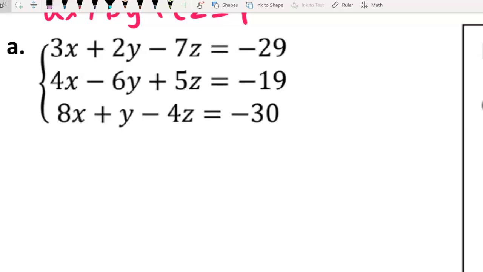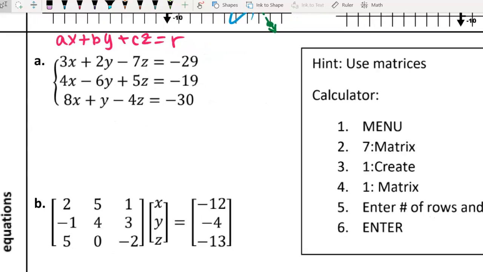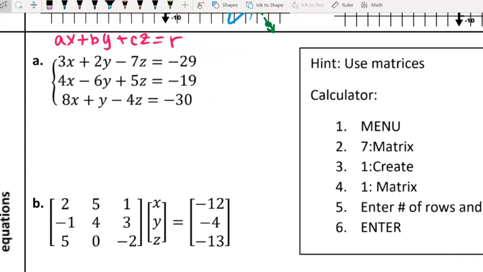So go ahead and grab your calculator. We're going to follow these instructions here. You're going to hit menu, 7, 1, 1, and then you're going to enter the rows. So when we do our matrix, we're going to say like this.